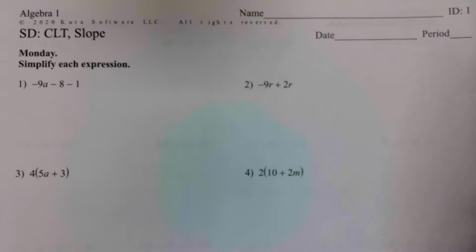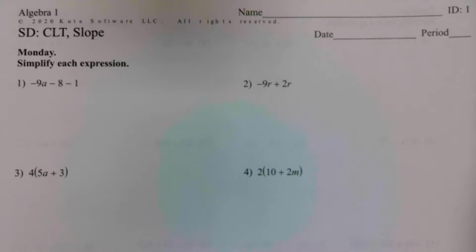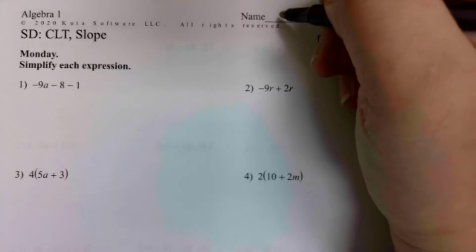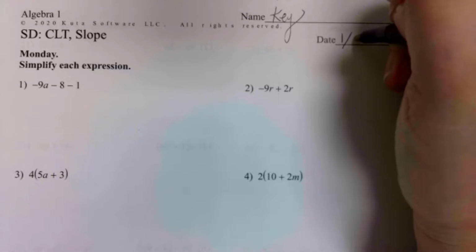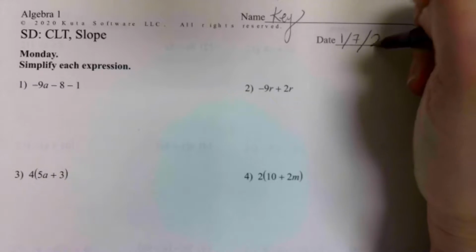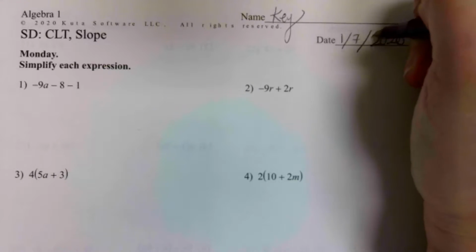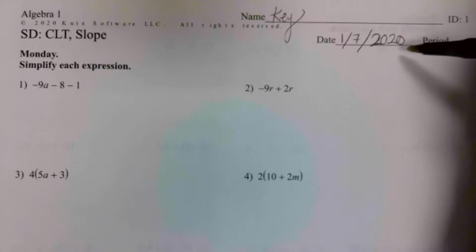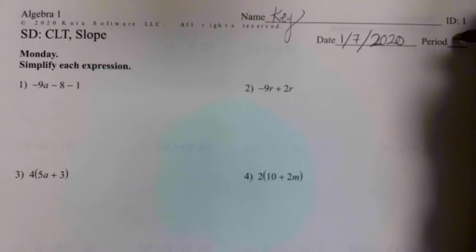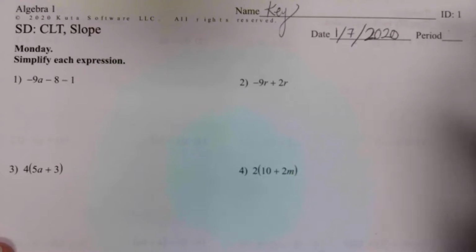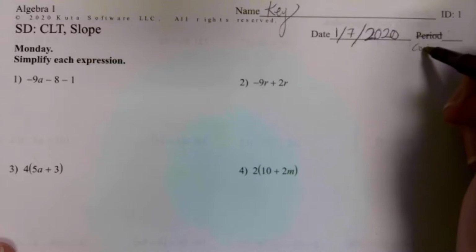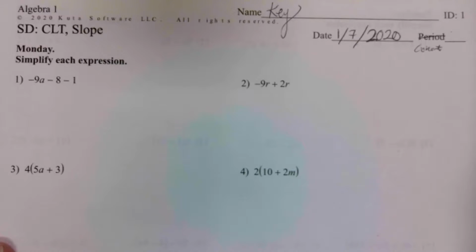All right, guys, we're just doing a quick warm-up, combining like terms and slope. Make sure that you fill out your name, the date. Make sure you do 2020, just a good practice to get into so that you have the full year. And this is for basically, can you think of period as your cohort? I should have changed that.